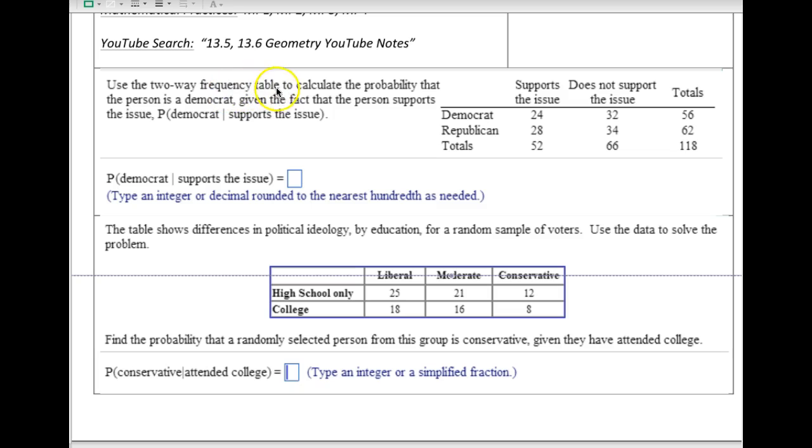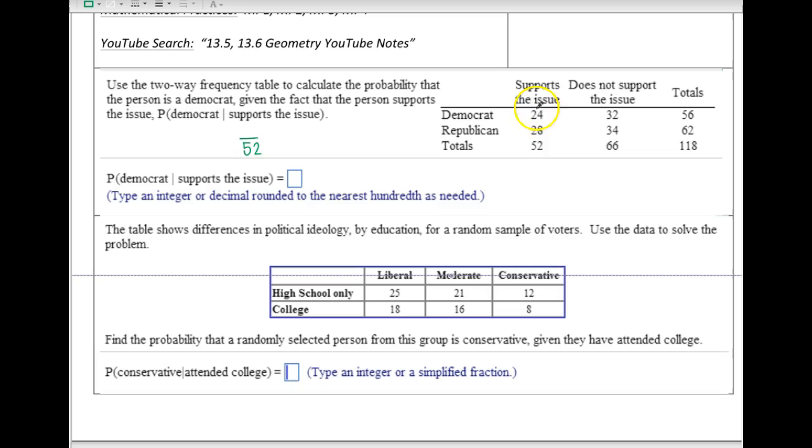Use the two-way frequency table to calculate the probability that the person is a Democrat given the fact that the person supports the issue. So P, Democrat, given, whenever you see this line here, that means given that they support the issue. Whenever you are given something, that changes the number of possible outcomes. Normally, the number of possible outcomes would be 118 because that's the total number. But here, we are just considering the people who actually support the issue. The total number of people who support the issue is 52. So this is going to be your bottom number.